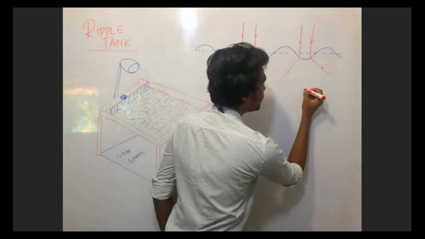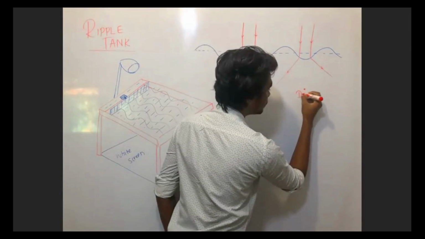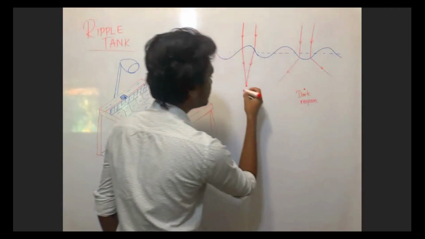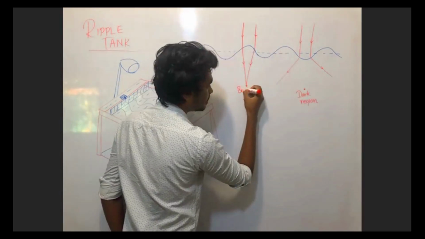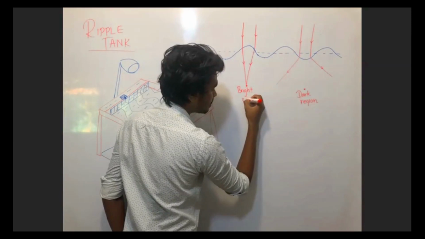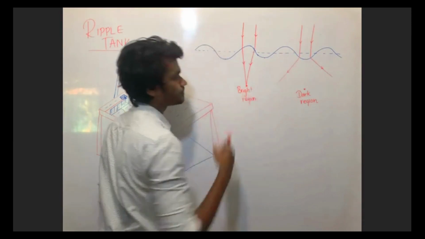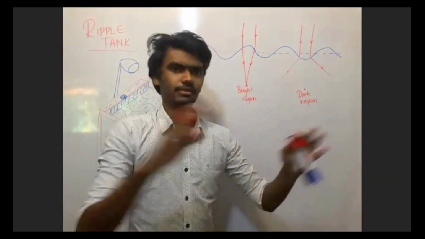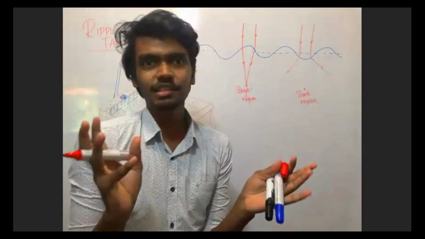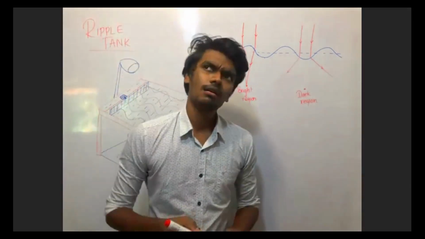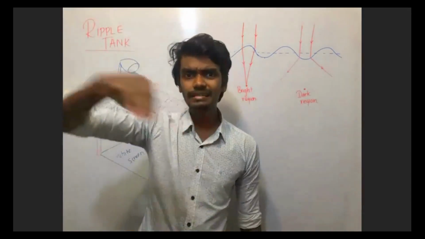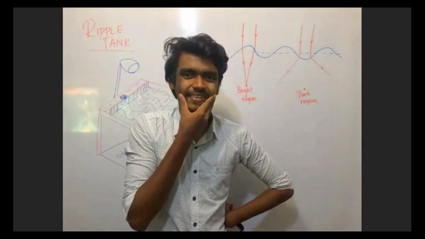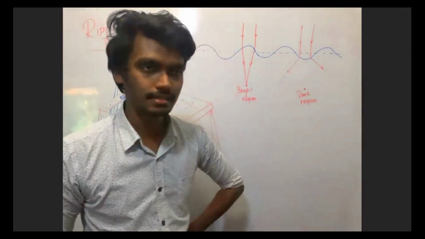No. This point is a dark region. This is a bright region. Dark region, bright region. Okay, now we know the concept behind dark and bright. But we observe lines, right? So lines of dark, not points, lines. So what might be the reason for those lines?